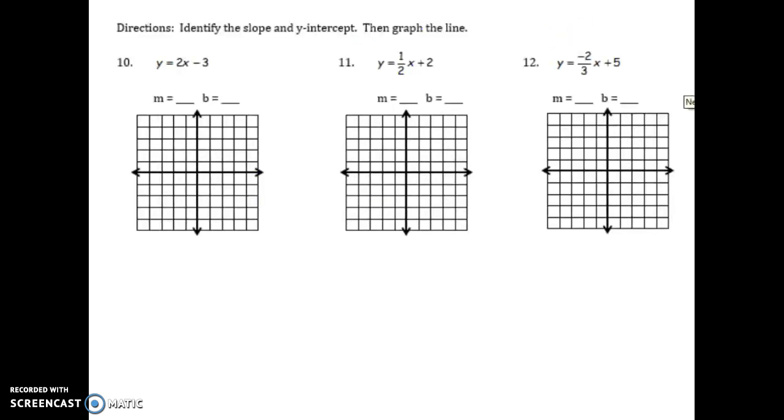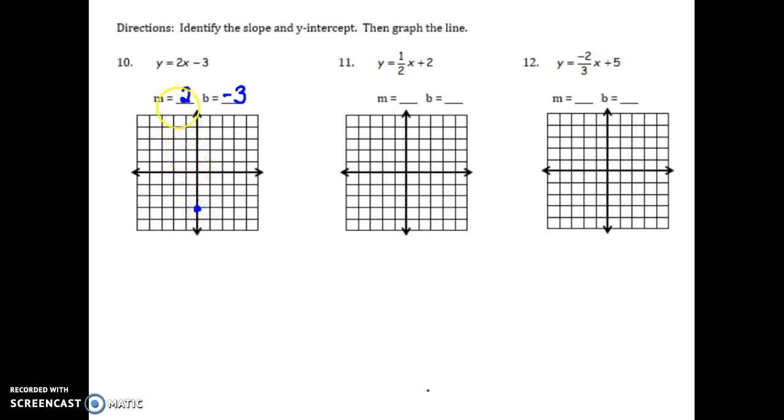All right, identify the slope and y-intercept, then graph the line. Okay, so if I look at this already in slope-intercept form, my slope is 2, my y-intercept is at negative 3. So I'm going to graph the line. I'm going to start at my y-intercept, which is at negative 3. 1, 2, 3.